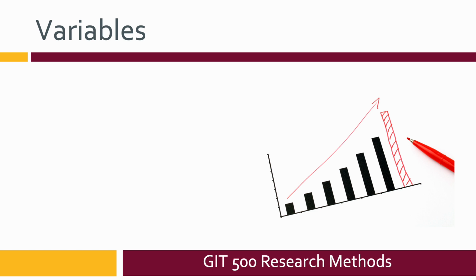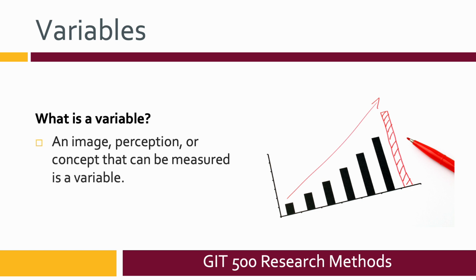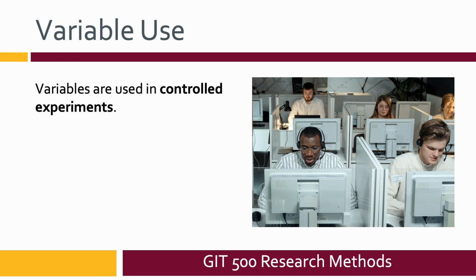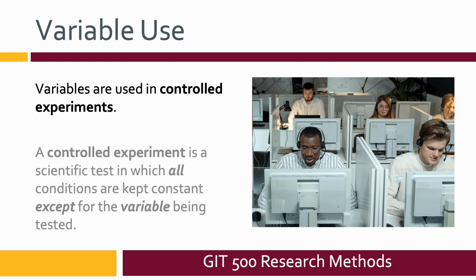Let's start with the question, what is a variable? Simply put, it's an image, a perception, a concept, an idea that can be measured. Anything that can be measured is a variable. You may be wondering, how do we use variables? Well, variables are used in what we call controlled experiments. A controlled experiment is a scientific test in which all conditions are kept constant, the same, except for the variable, the thing that you are testing.